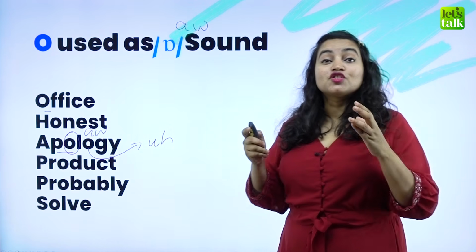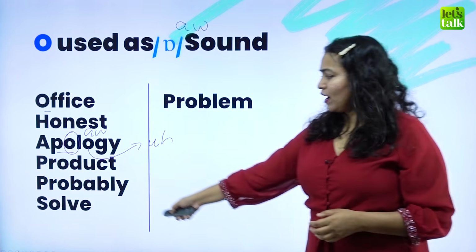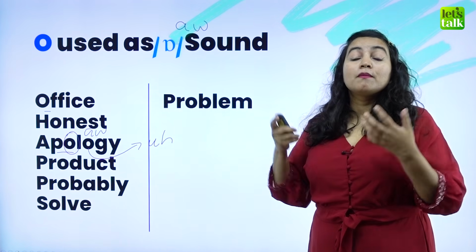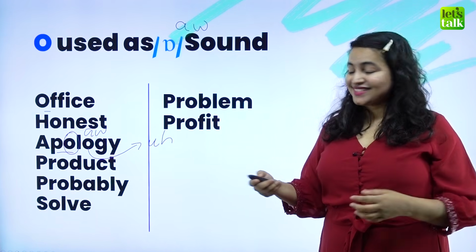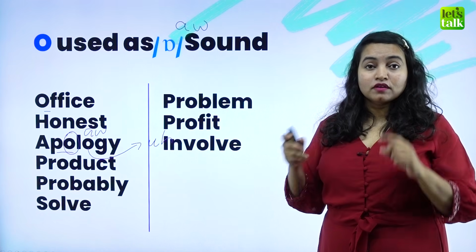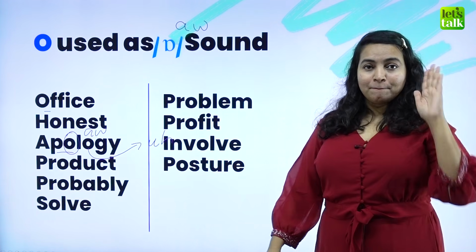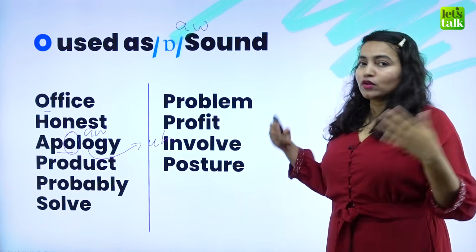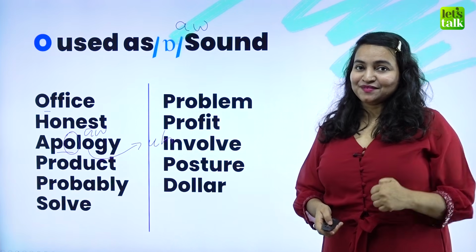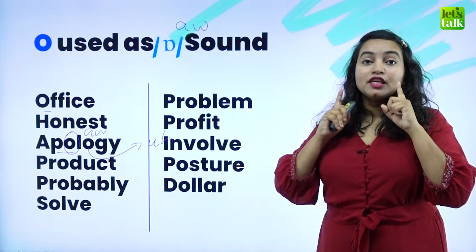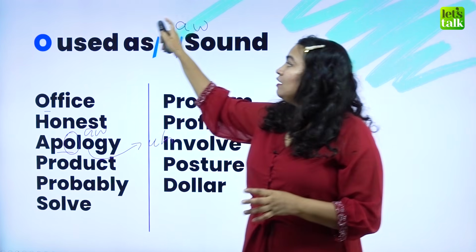Solve, solve. Let's look at another word. Problem. If you have to solve something, you have to solve a problem. O. Profit. O. Profit. Involve. Involve. O. The next one, posture. Posture is the way you stand, okay, or sit. So, posture. And then we've got dollar. We all want to earn in dollars, the O sound. So, these are our words where O has been used with the O sound.